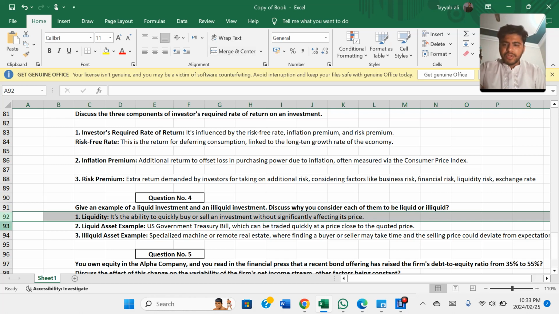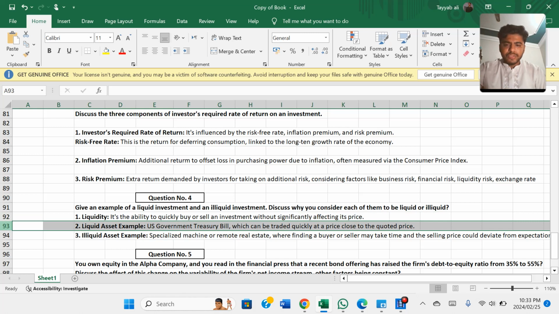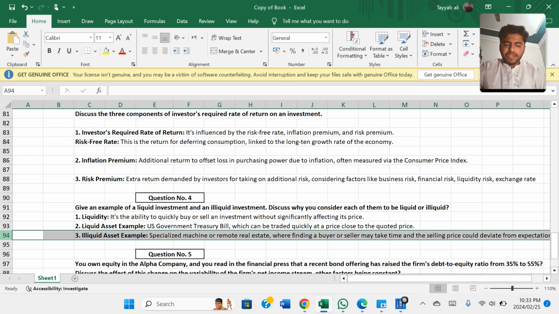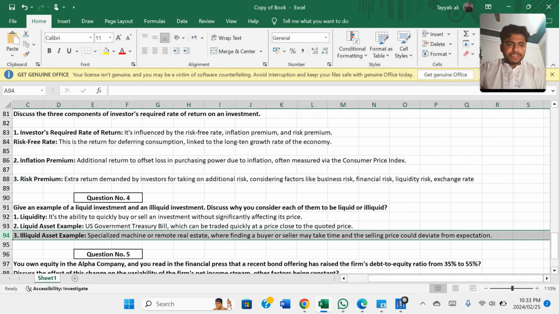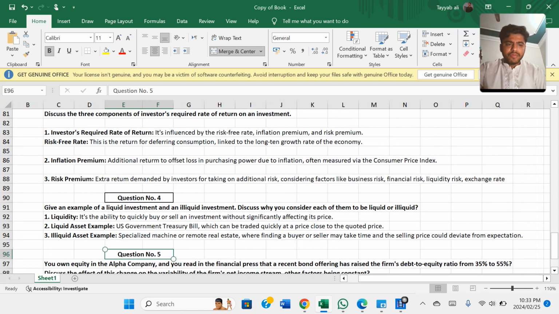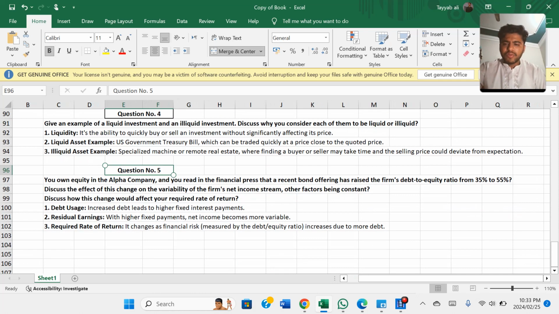A liquid asset example is USA government treasury bills, which can be traded quickly at a price close to the quoted price. Illiquid asset examples are specialized machines or remote real estate, where finding a buyer or seller may take time, and the selling price could deviate from expectations.